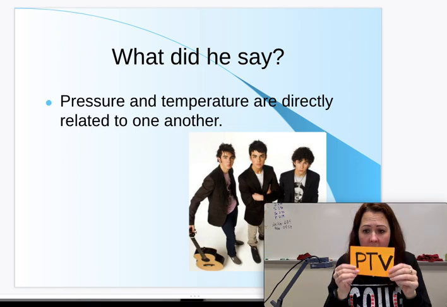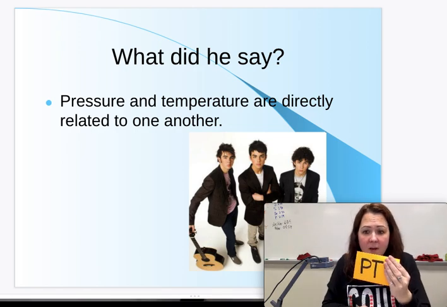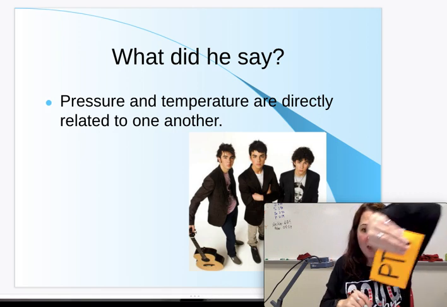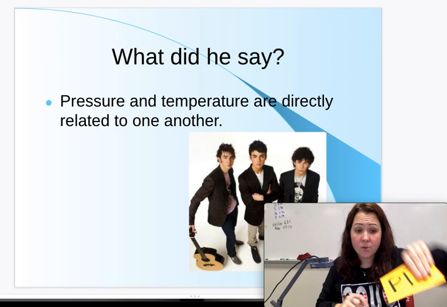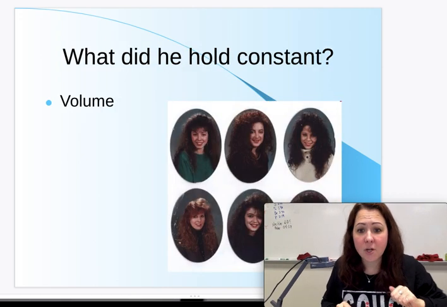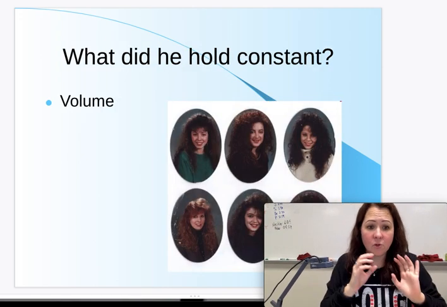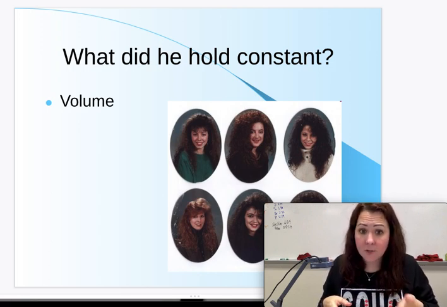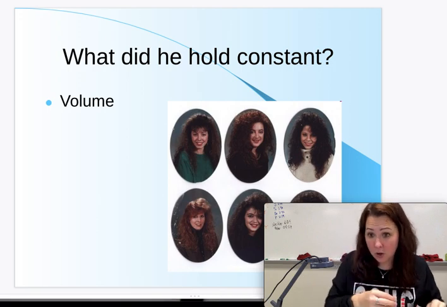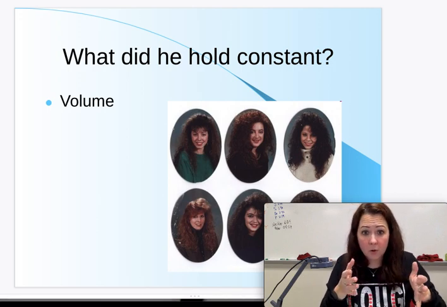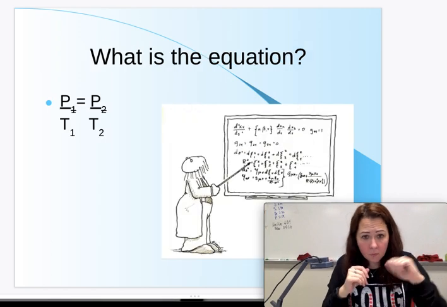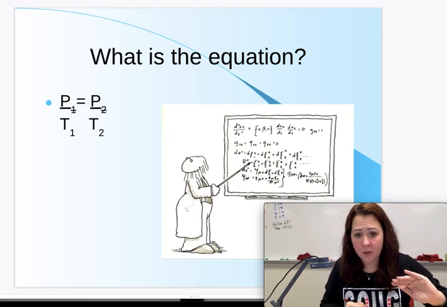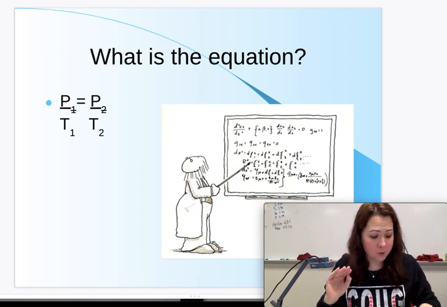So when we look at our PTV card, we're going to hold our volume constant. And he figured out that if the temperature goes up, so does the pressure. If the temperature goes down, so does the pressure. So this is another direct relationship, which also means you have a proportion. The equation for this one is going to look very similar to Charles' law. We hold the volume constant, and P1 over T1, pressure 1 over temperature 1, is equal to pressure 2 over temperature 2.